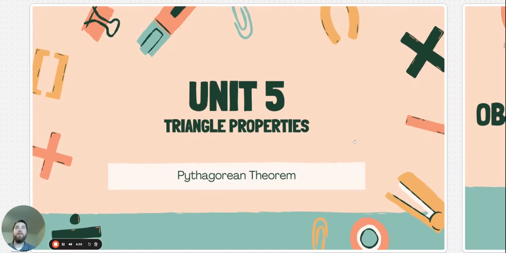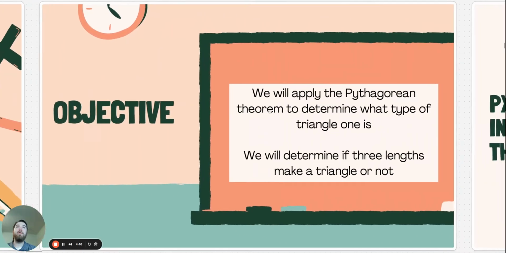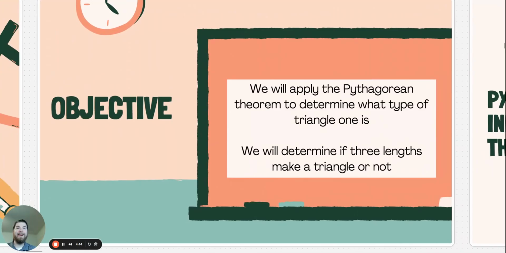Alrighty, we are looking at the Pythagorean theorem today. This is something that's probably very familiar. We're not going to look specifically at a squared plus b squared equals c squared and how we can use that. We're going to look more specifically at how we can apply the Pythagorean theorem. So that's what we're going to do today: apply the Pythagorean theorem to determine the kind of triangle we have. It's a pretty cool thing that we can do.